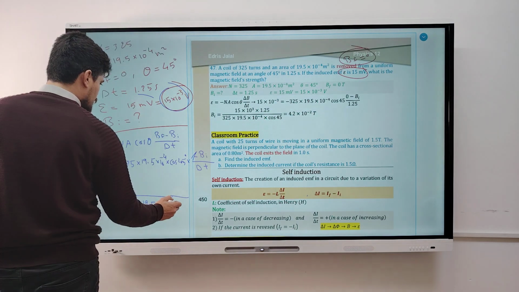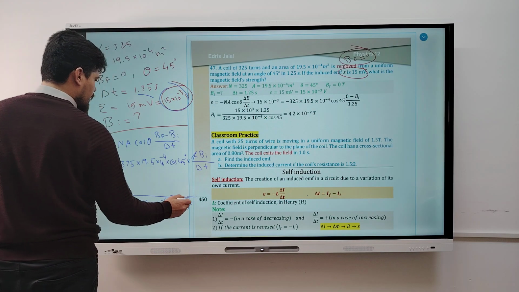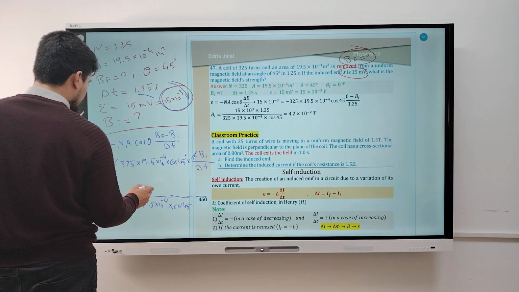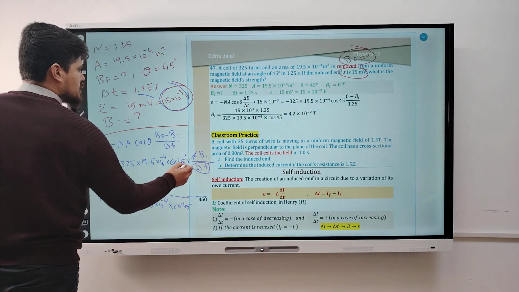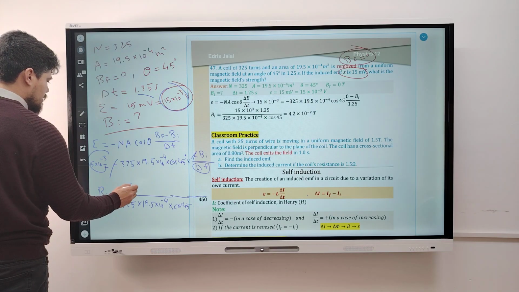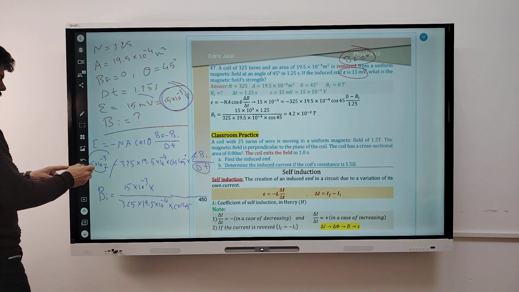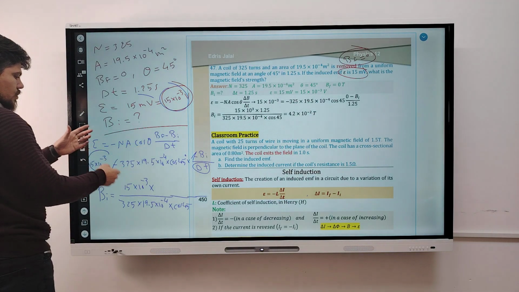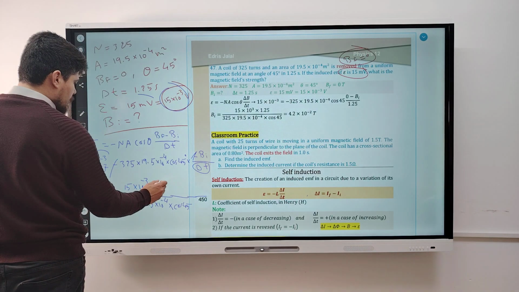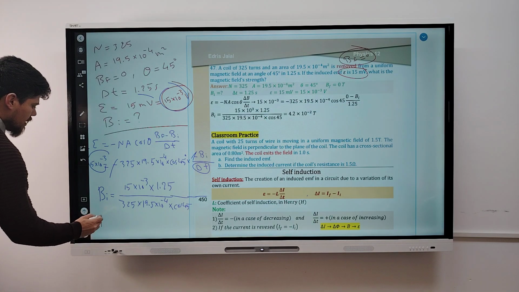Times cosine 45. In the upper part, what we have is the EMF and time. EMF is 15 times 10 power negative 3. So you can rearrange this equation by cross multiplying. EMF times delta T goes to the numerator. This is EMF times delta T, which was given as 1.25. By calculator, you can calculate the B initial.